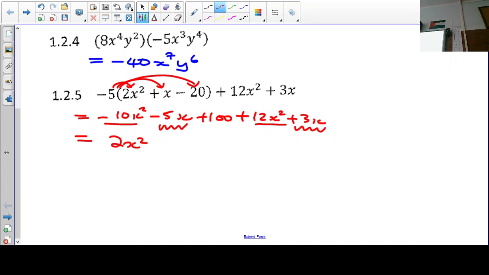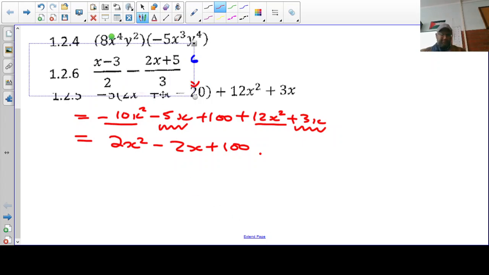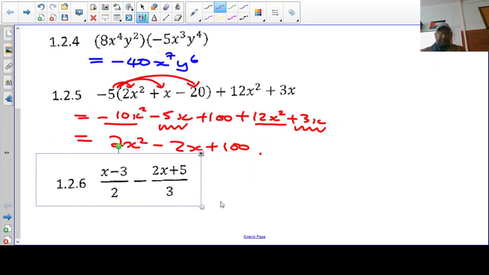Minus 5x plus 3x. Negative 2x plus 20. People, any confusion there? No. You all say you have no confusion, but when it comes to the exam or your marks, it tells a different story, no? You must say when you have a problem.